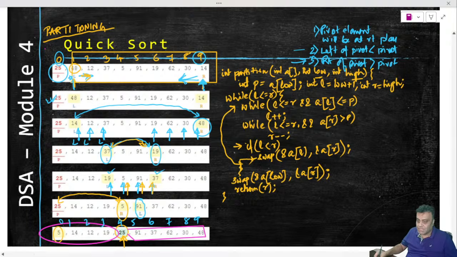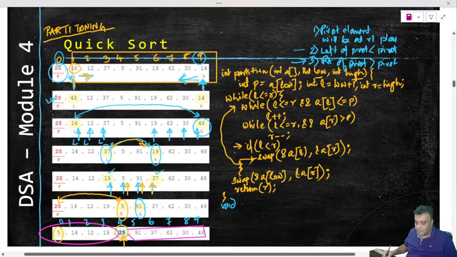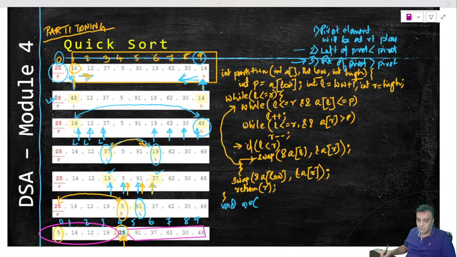So what we will say is that we will do a void quicksort. So let us call this quicksort, and this quicksort will take the array, and it will take a low, and it will take a high, right?